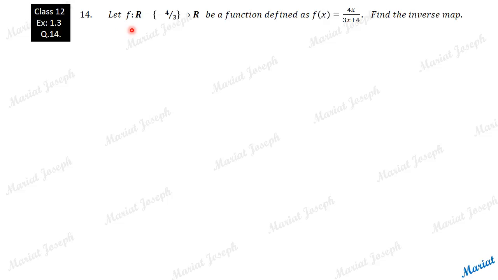Let f from R minus the set {-4/3} to R be a function defined as f of x is equal to 4x upon 3x plus 4. Find the inverse map.